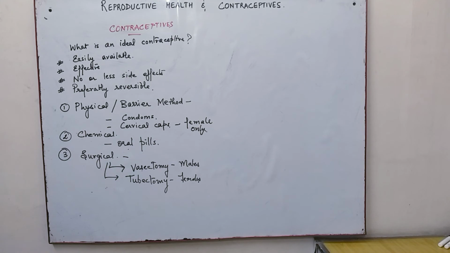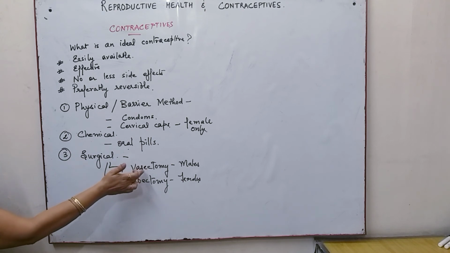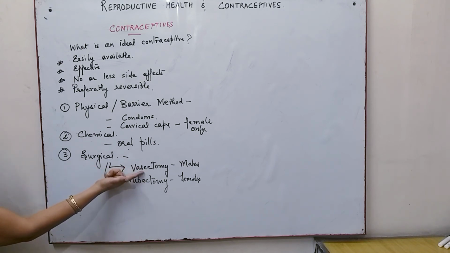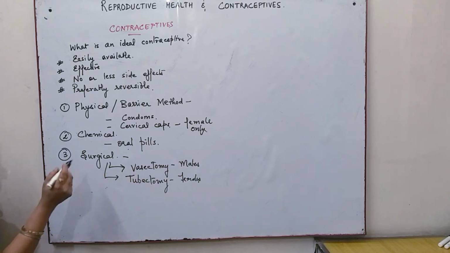In tubectomy, the fallopian tube is blocked, and as a result the egg will not be able to reach the uterus. So if the fallopian tube is blocked, the sperm will not be able to meet the egg because the egg is not reaching the uterus. In vasectomy, the mature sperms are not able to move beyond the vas deferens. So in vasectomy, the vas deferens is ligated or cut, and in tubectomy, the fallopian tube is blocked. These two are important surgical methods.